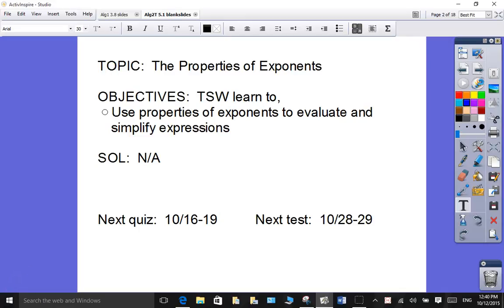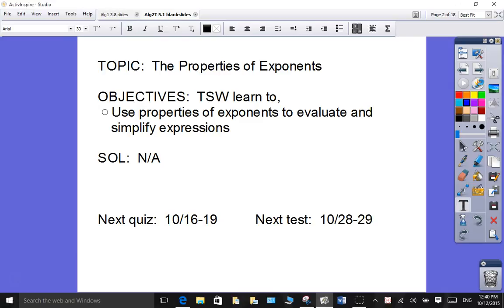Properties of exponents, as you can see, it's not really an Algebra 2 SOL. Something that supposedly you've already learned before. But every time we get to this stuff in Algebra 2, it's clear that we need a refresher on it because we make a lot of mistakes with it. So that's why we take a day.